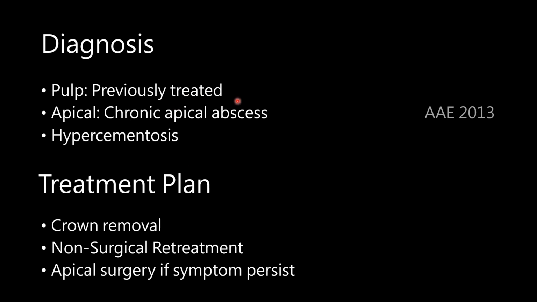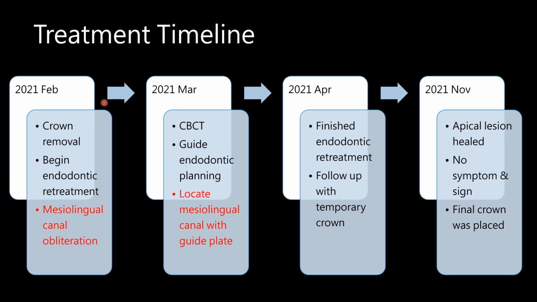So the pulpal diagnosis is previously treated, and the apical diagnosis is chronic apical abscess, with hypercementosis in both roots. The treatment plan, after discussion, is to remove the crown and do non-surgical retreatment. And if the sinus tract doesn't heal or the symptoms persist, maybe we will consider apical surgery. So let's see the treatment timeline.